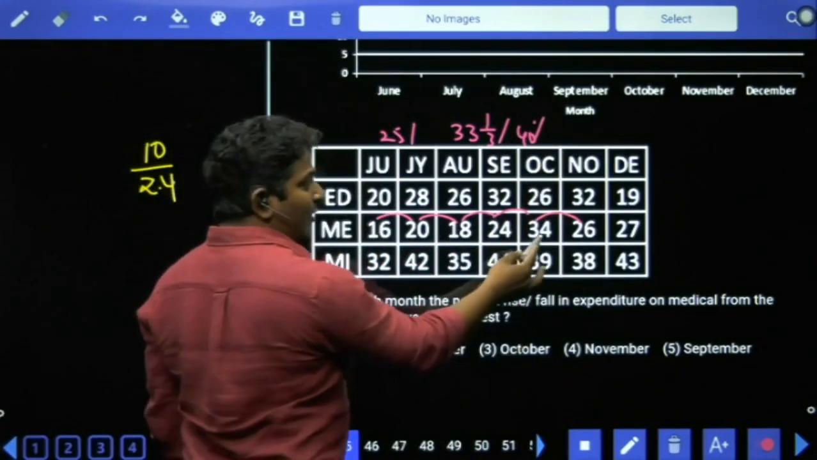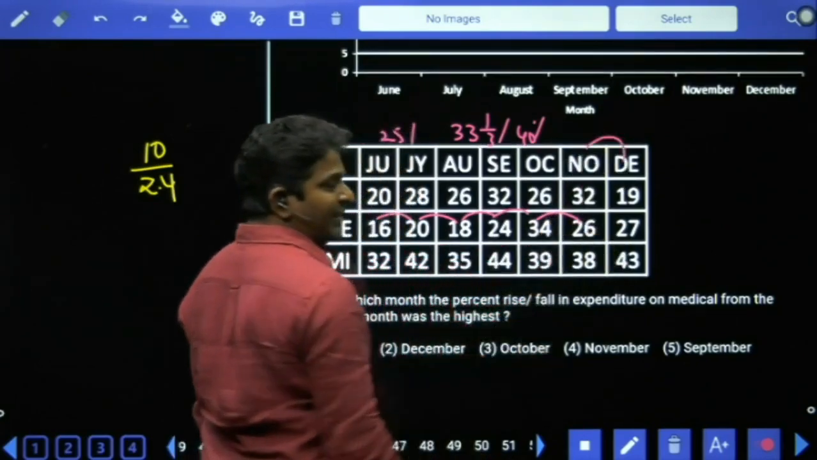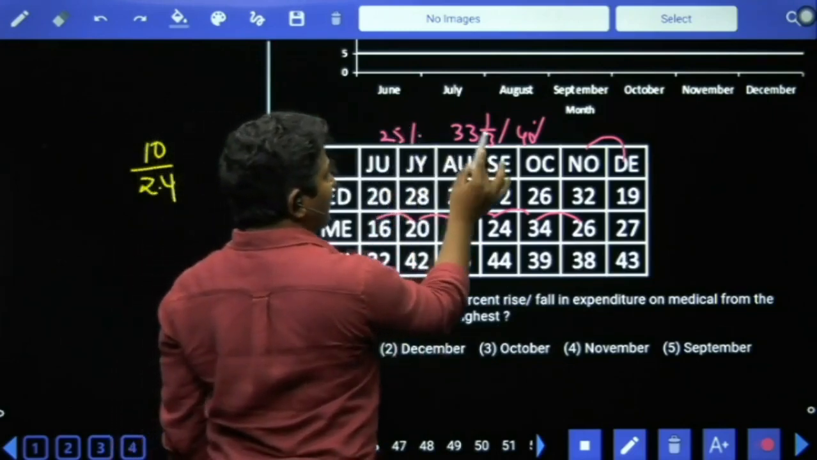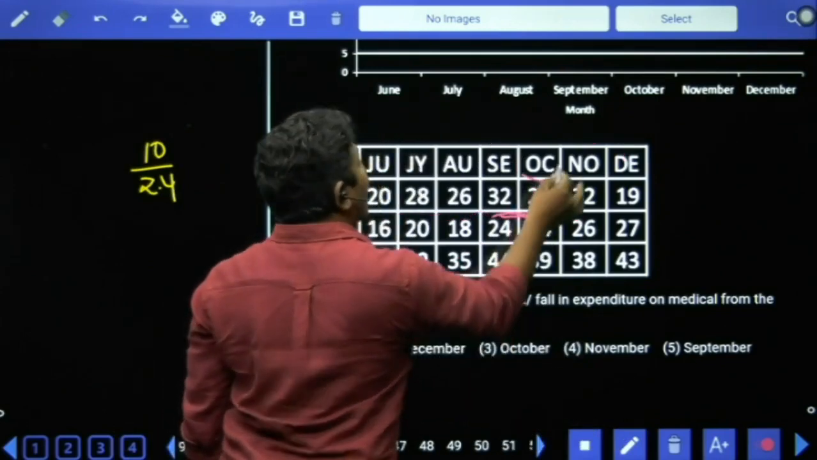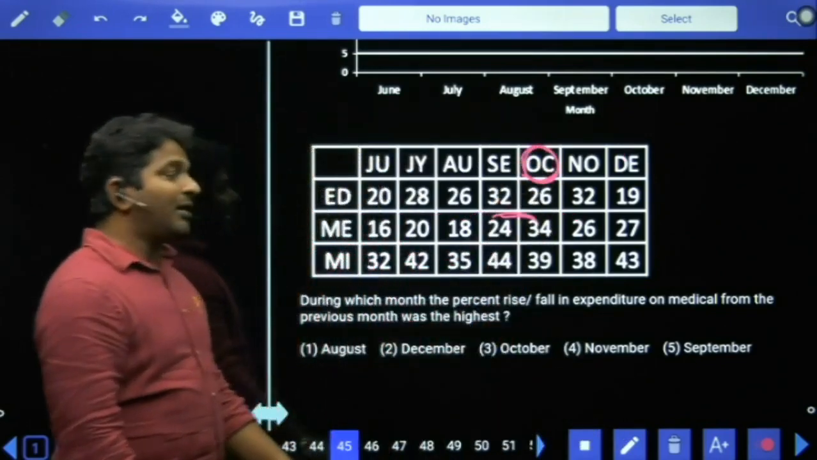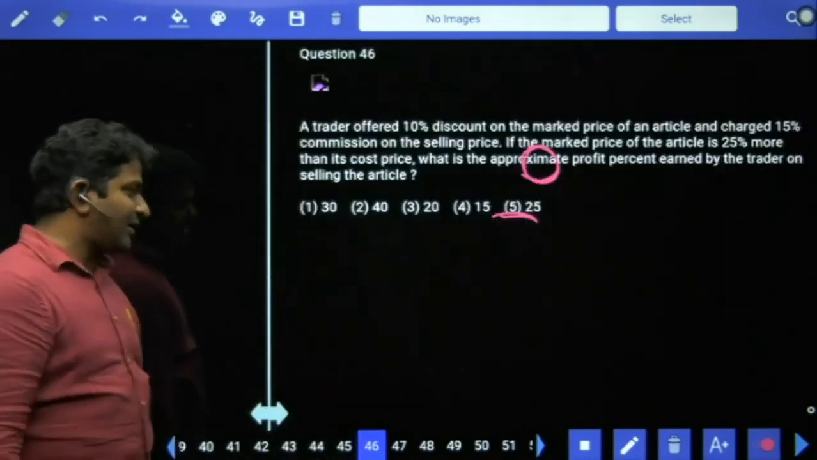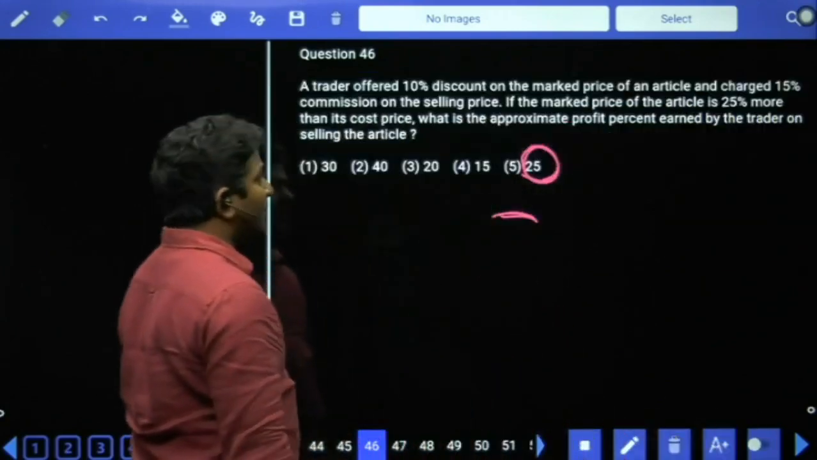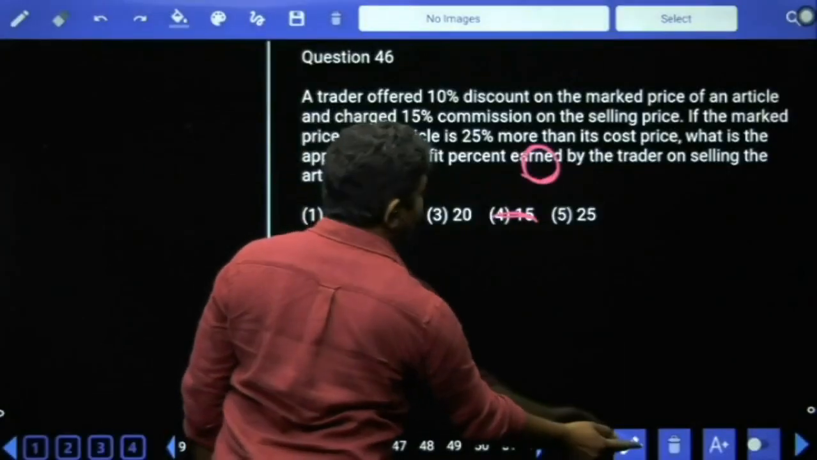8 decrease out of 34, about 20%. 1 increase out of 26, about 5%. So out of 25%, 33 1/3%, 40%, the highest is there for October month. For October, the increase was more than 40%, and that is our final answer. Now from 46 onwards, we have arithmetic questions, and let us start these questions.